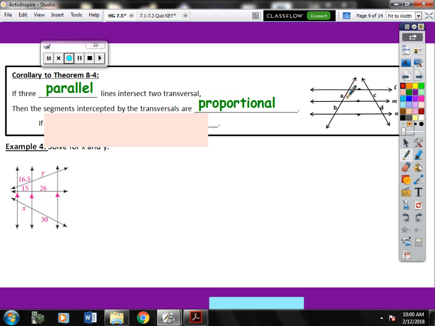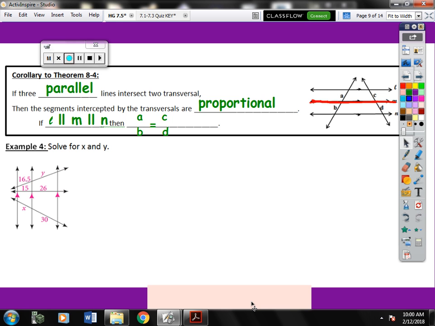It's kind of forming a triangle if you were to extend it, but you would end up with A over B equals C over D. So they're proportional in the same way. So this one says if, again, you have to have 3 parallel lines, 3 or more. L is parallel to M, which is parallel to N, if you see those little letters at the end. Then A over B is equal to C over D.